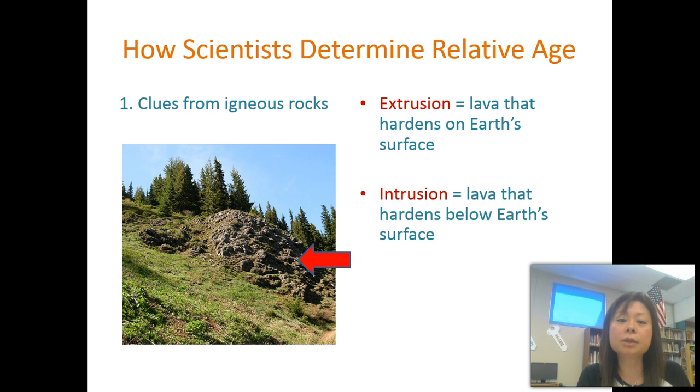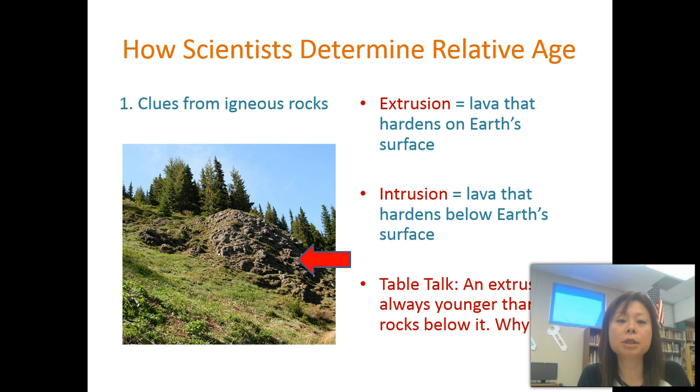Scientists look at igneous rocks when they want to determine the relative age of a rock. If they see an extrusion, which is lava that hardens on the outside of the earth, think of the word exit or the prefix ex, that means outside. So extrusion is lava that hardens on the Earth's surface.